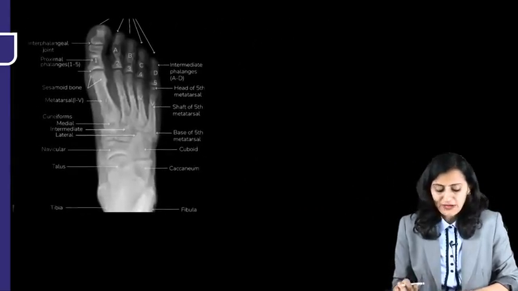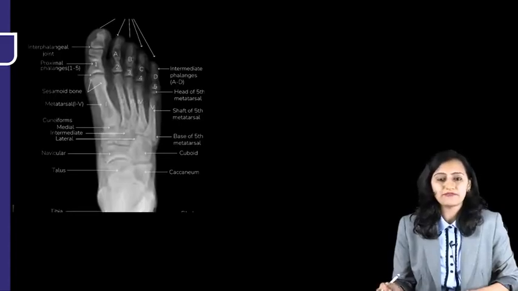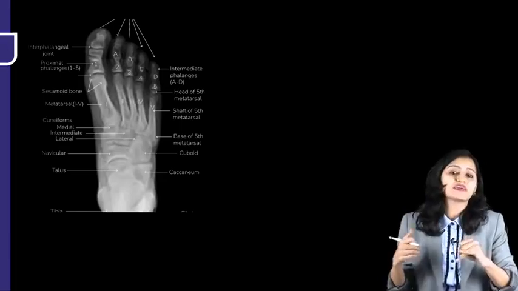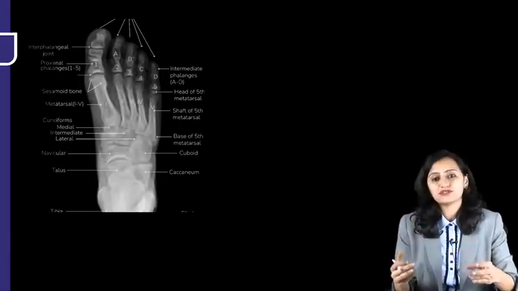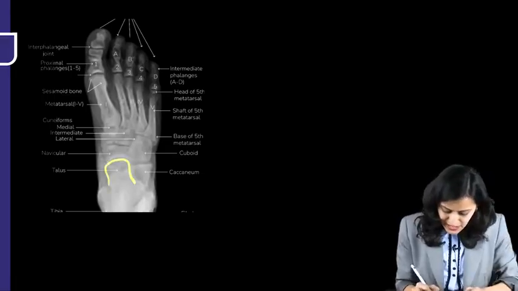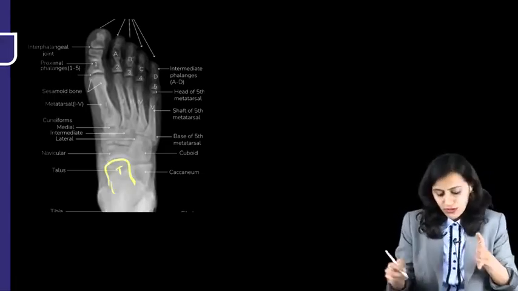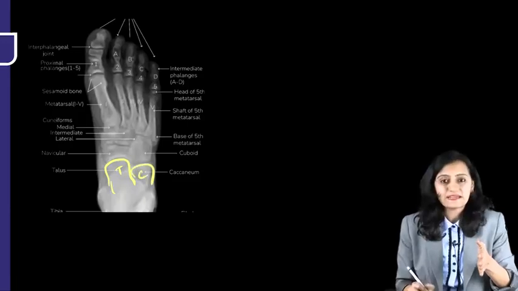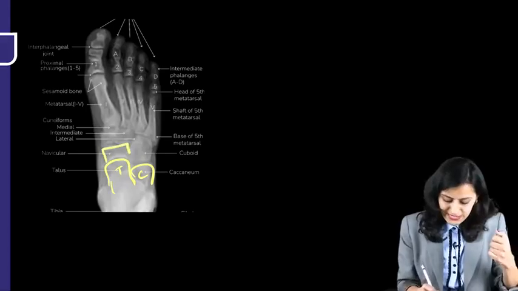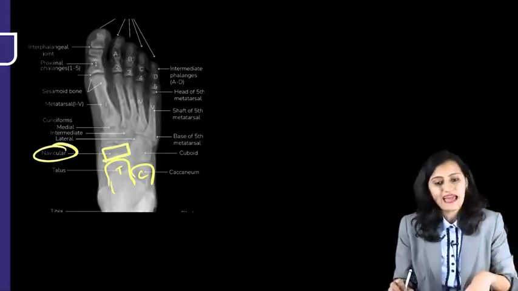Next one that we have here is tarsal bones. How do we identify? So in the tarsal bones, talus is the one which articulates with tibia to form the ankle joint. So on the medial aspect, on the tibia's side, is where we have the talus. Next to the talus, on the lateral side, is the calcaneum. And in front of the talus, the boat-shaped bone is the navicular. Okay, that is the navicular.